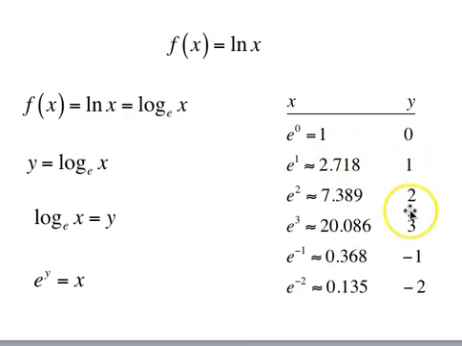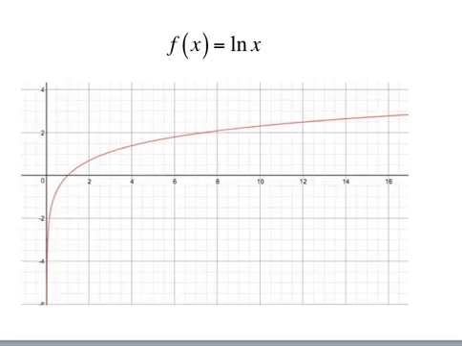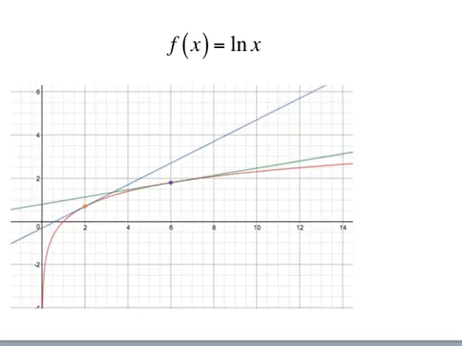And this is the inverse of e to the x. The x and y's are switched. So the function f of x is log x is the inverse function of f of x equals e to the x. What does the graph look like? Like this. And why is this important? Or what does the slope of the tangent of this function tell us?